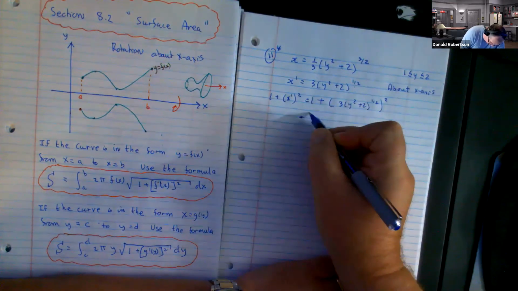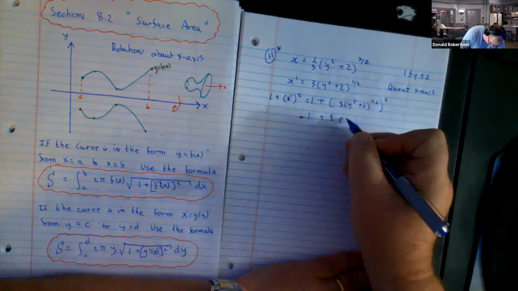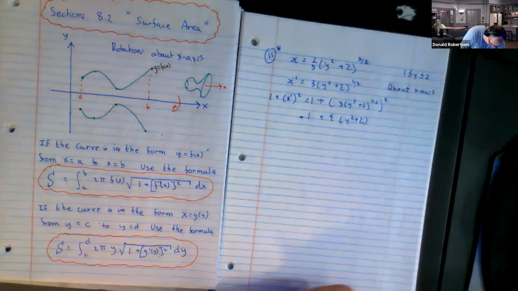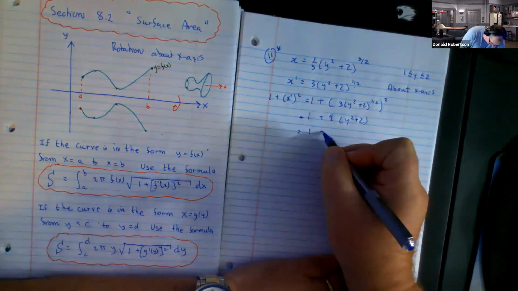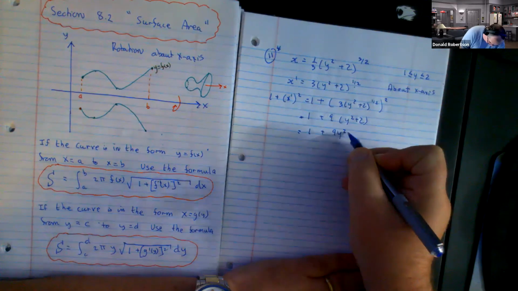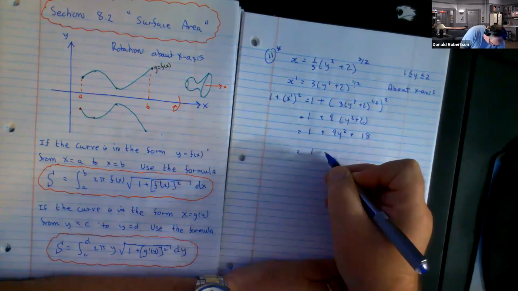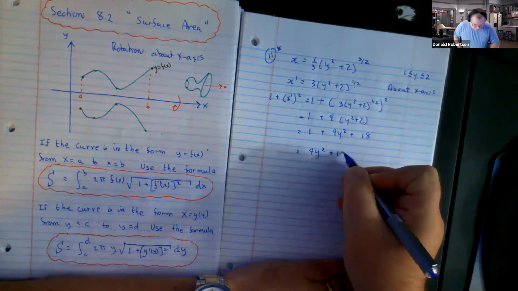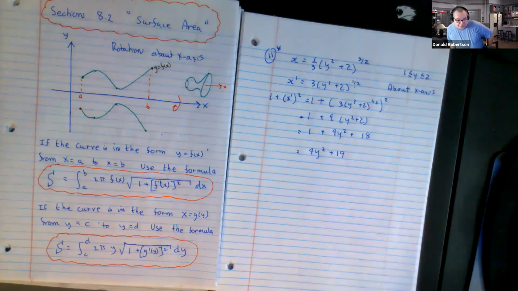If you square 3, you get 9. If you square a half, you get 1 power. This is going to be 1 plus 9y squared plus 18. So what's that going to be? 9y squared plus 19. I know that's not a perfect square because there's only 2 terms. Pretty much I know that that's as good as that's going to get.